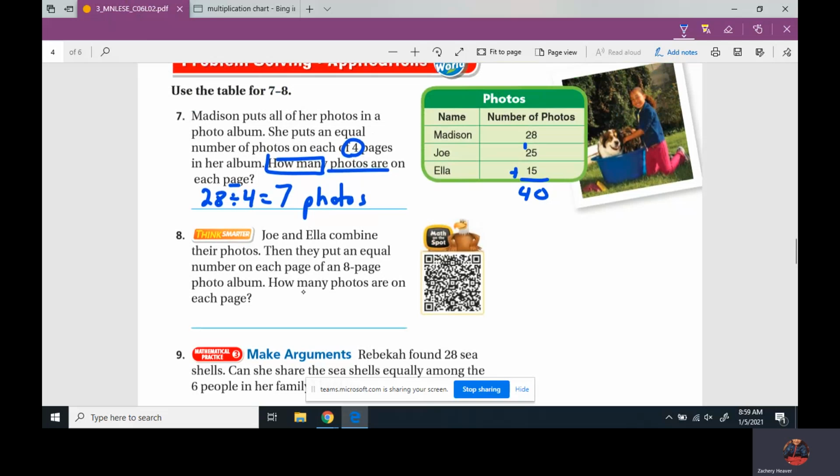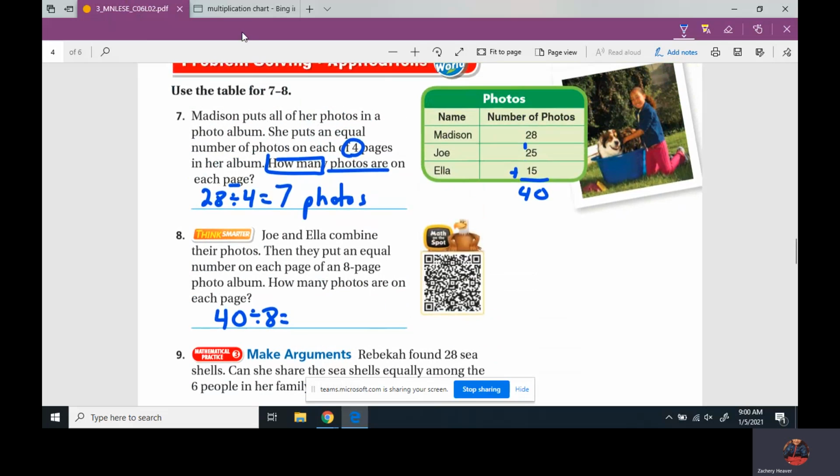So they combine their photos, and they put an equal number of photos on 8 pages. So 40 divided by 8. Okay? So I could draw 8 groups, and I could count 40 out. That's a good way to do it if we have our math boards. But we don't have a math board.